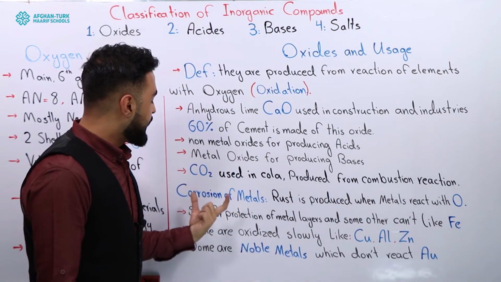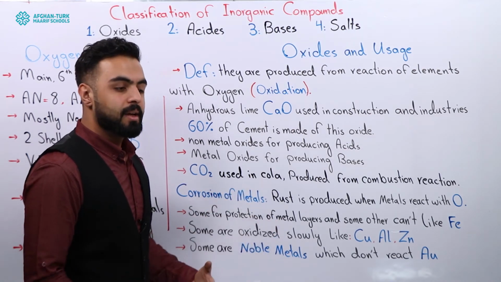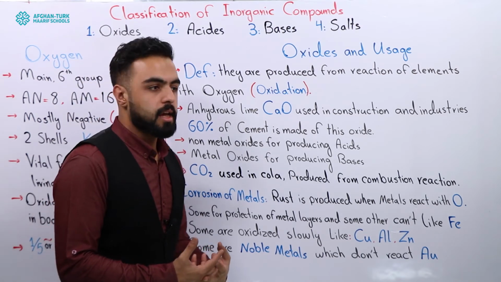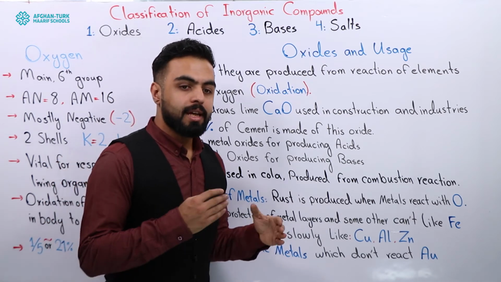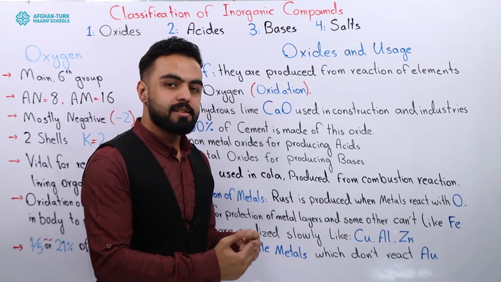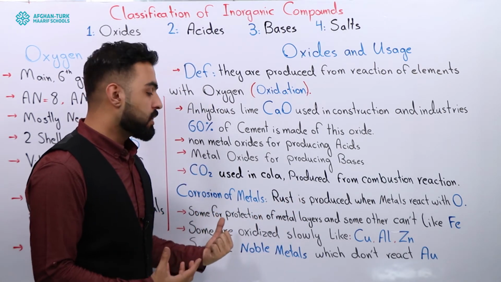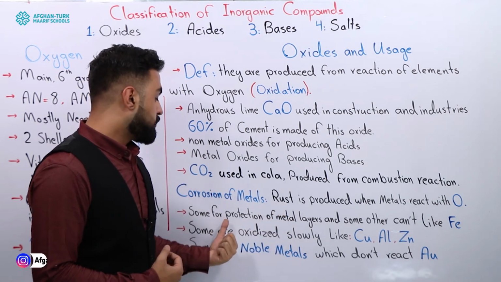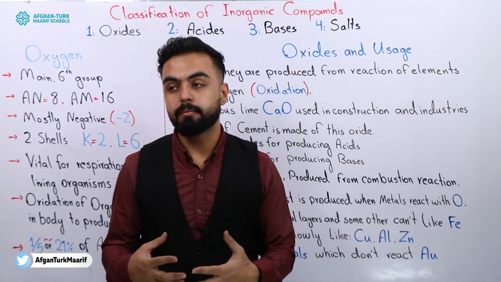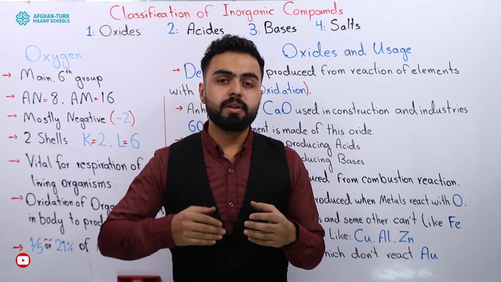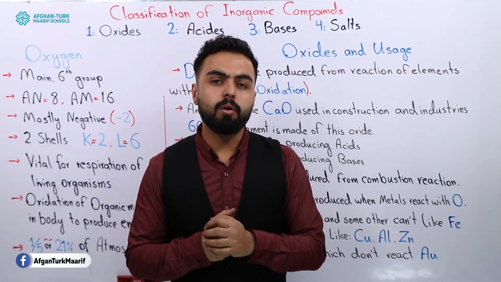And the last part is corrosion of metals. Corrosion or rust is also a type of oxide. Rust is produced when metals react with oxygen. So the oxide of metals is actually rust. So what is rust for? Some rust protects the metal's layer, and some cannot protect it. So a metal produces rust in order to protect the other layers from being oxidized.